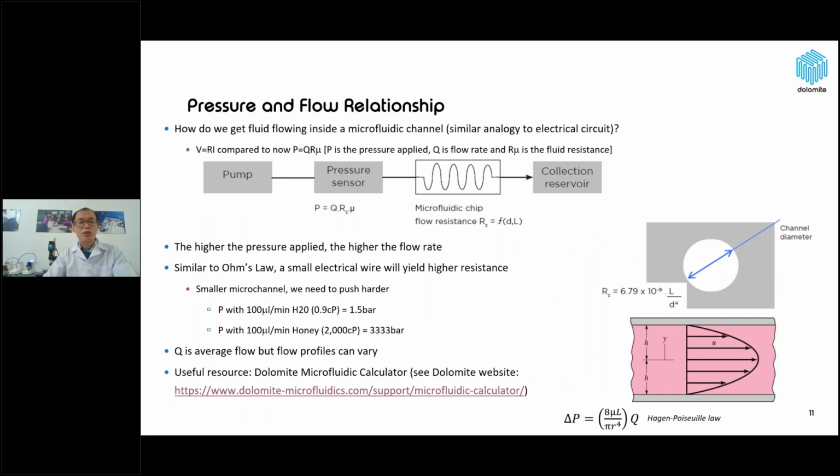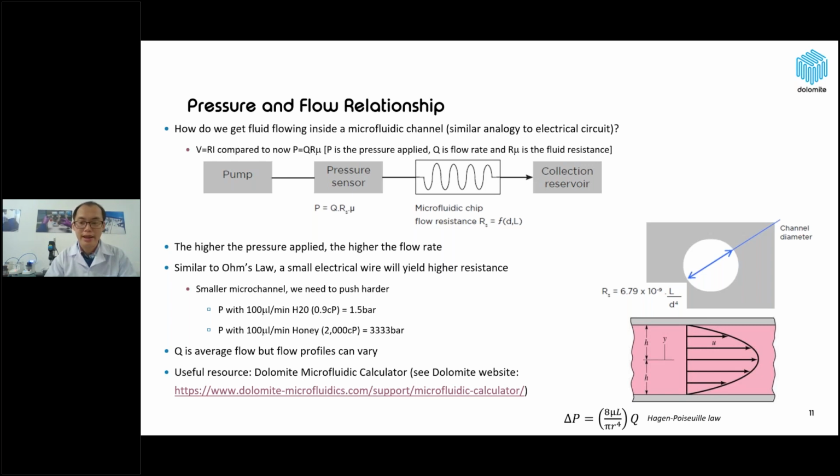This slide shows the pressure and flow relationship when using the pressure pump, and how gas or fluids flow inside the microfluidic channels. A simple analogy to electrical circuits is shown at the top, where there's a pump without a sensor, and the fluid from the pump goes through the microfluidic tube to collect in the reservoirs.